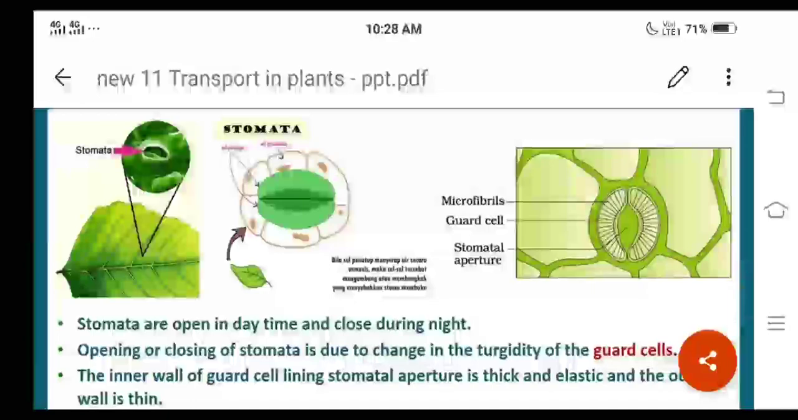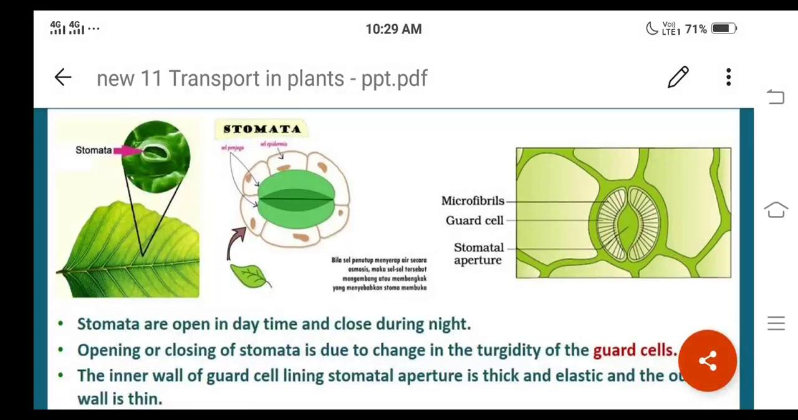Stomata are open in daytime and closed during night time. Opening and closing of stomata is mainly due to the change in the turgidity of the guard cells. I told you in the previous concept, turgidity means the water filled condition, called the turgid condition.